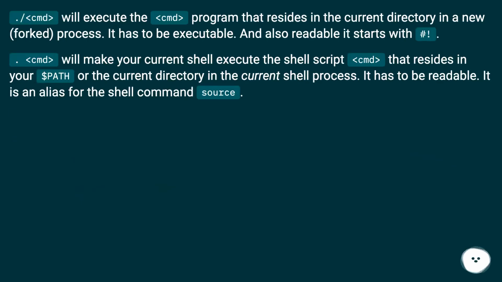./cmd will execute the program that resides in the current directory in a new, forked, process. It has to be executable. And also readable. It starts with hash. . cmd will make your current shell execute the shell script that resides in your $PATH or the current directory in the current shell process. It has to be readable. It is an alias for the shell command source.